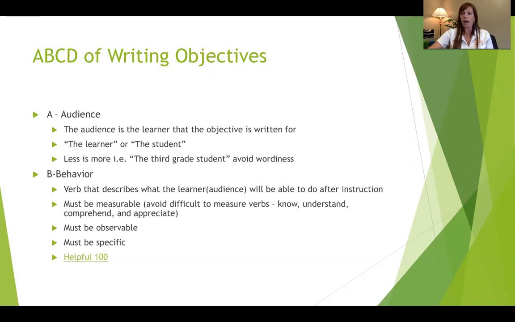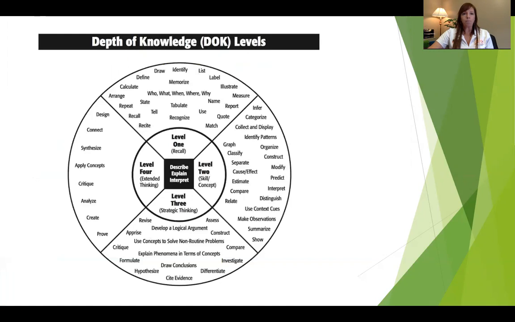So we have A for audience, the learner, B for the behavior, the verb that will describe what the learner will do after instruction. It must be measurable and it must be observable as well. The depth of knowledge wheel provides a lot of really strong verbs for you to use in your objectives, and it's broken into 4 levels. Obviously, we want to navigate towards level 3 and level 4 for that higher order thinking, but there are absolutely places for level 1 and level 2 as well. These verbs are definitely observable and measurable.